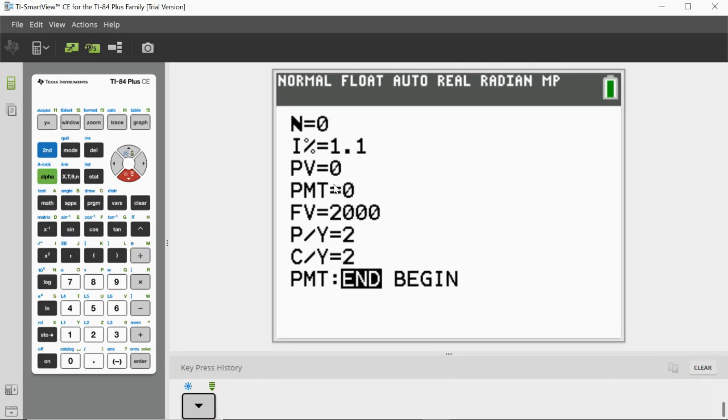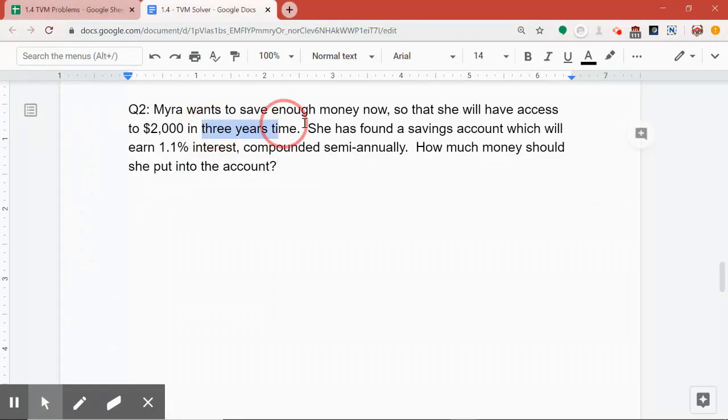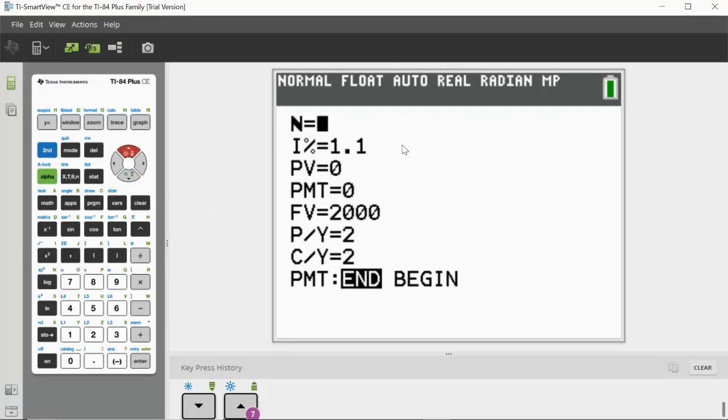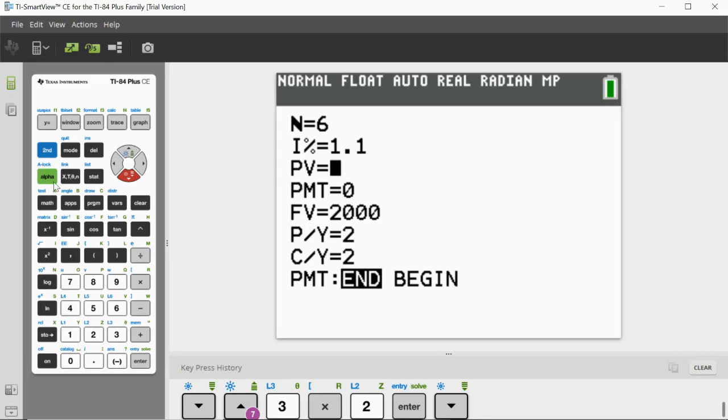Now, this investment was invested for 3 years, and in those 3 years, it was compounded semi-annually. So the end value is going to be 3 times 2, 3 years compounded twice per year. So we're just going to multiply by what's in the P over Y here. That gives us 6. And now what we want to determine is what is the present value. What has to be invested right now to make that happen? So we're going to highlight what we want to solve, PV. We're going to press alpha and enter.